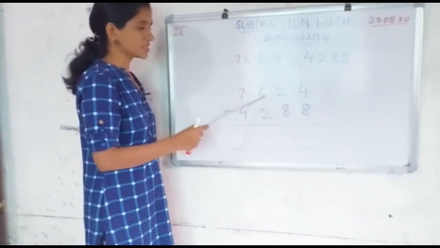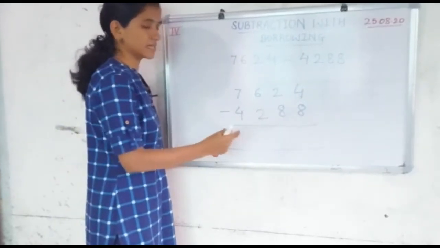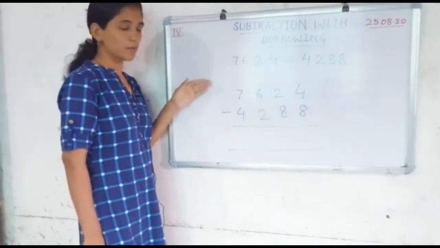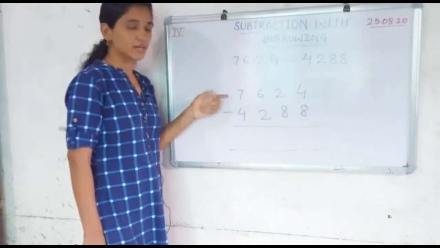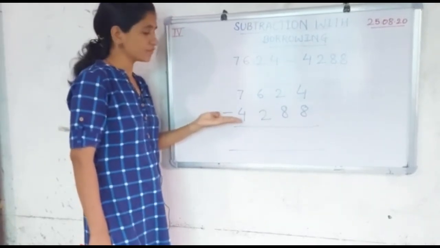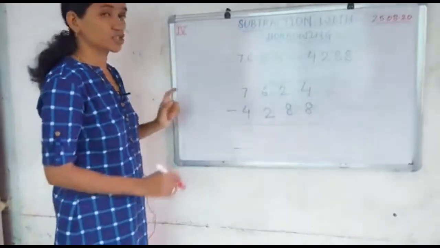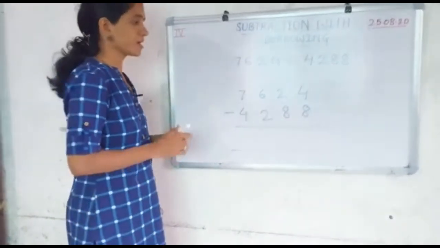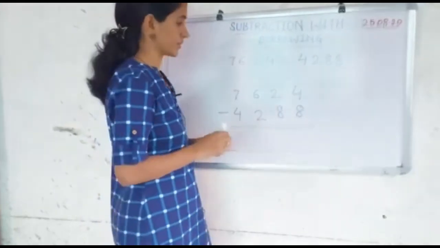That is 7624 minus 4288. As per the subtraction rule, we have to write the bigger number on the top and the smaller number beneath. So 7624 on top and beneath it 4288. Now let's solve this subtraction problem which includes the borrowing concept. It's very simple, but you have to listen and watch very carefully.